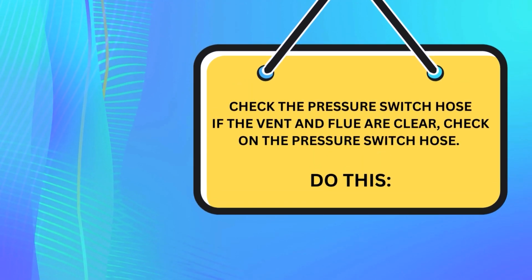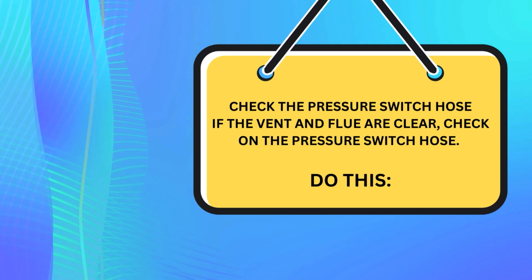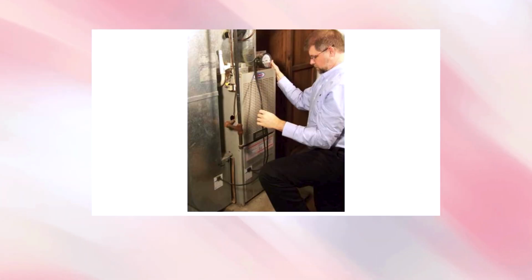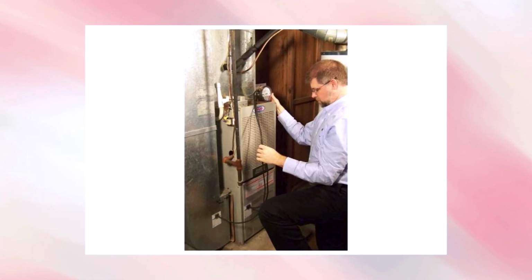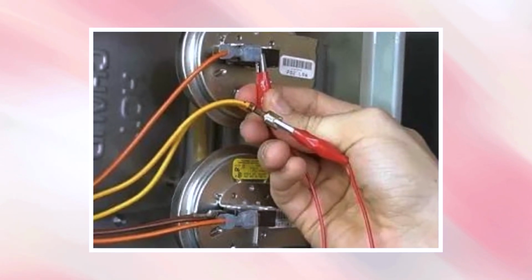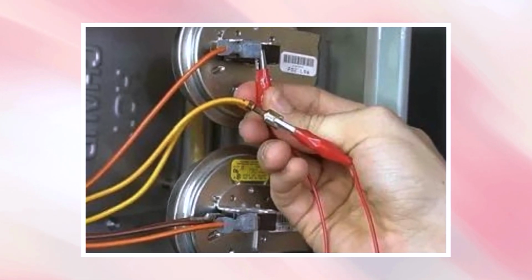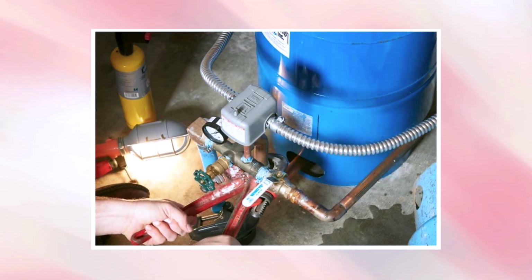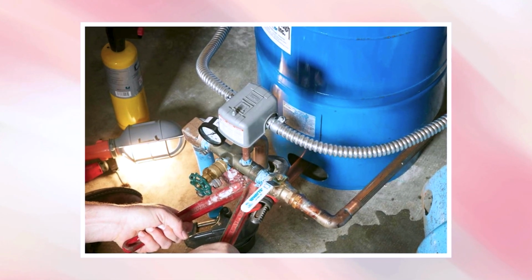Check the pressure switch hose. If the vent and flue are clear, check on the pressure switch hose. Do this. Shut off the power and the gas that supplies the furnace before carrying out any checks. Ensure that the hose that regulates the pressure switch is not cracked, blocked, or disconnected. If damaged, replace, making sure it is well fixed.